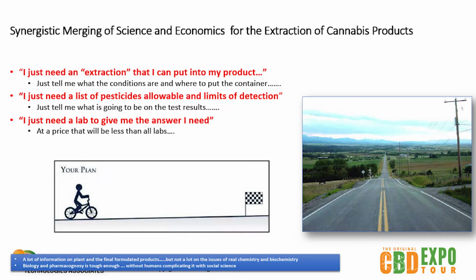And every time it's whether extraction and put into my product, and so you're making sure that you can actually have something, but it's the same thing when you're doing qualitative chemistry. Just give me a list of pesticides that are allowable, and then give me a result that I like, and I need a lab to give me the answer I need. So you really want a lab that's going to give you the right answer based on the sample you gave it, rather than having something that's skewed.